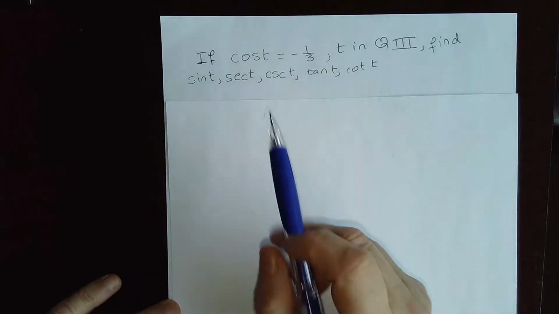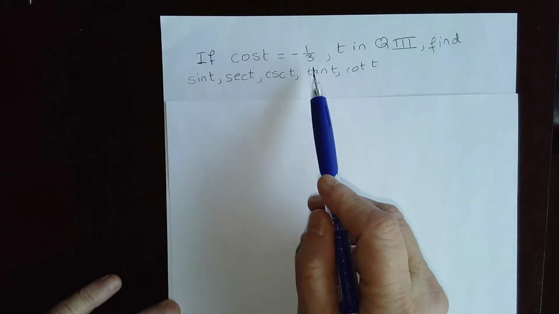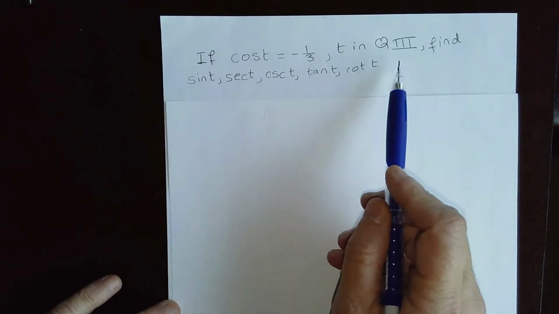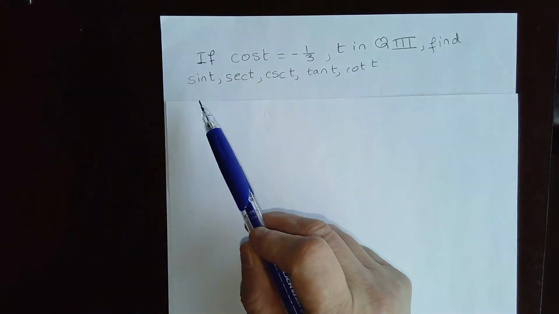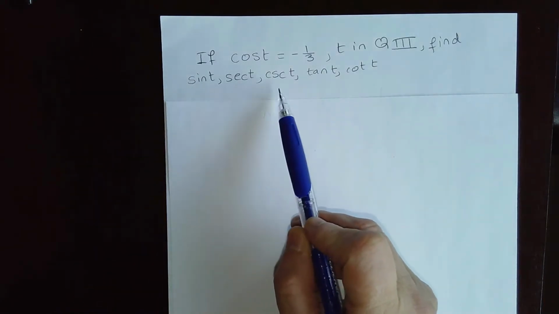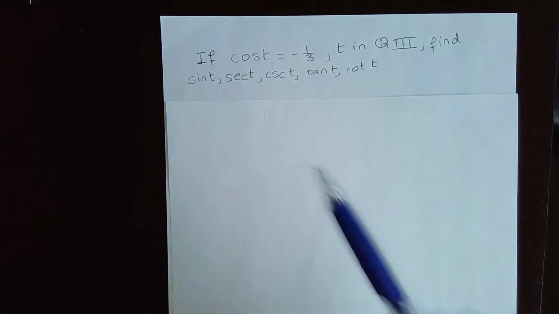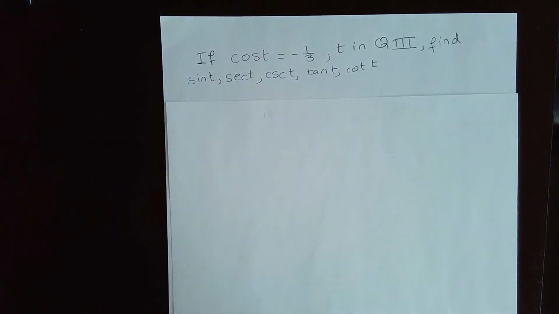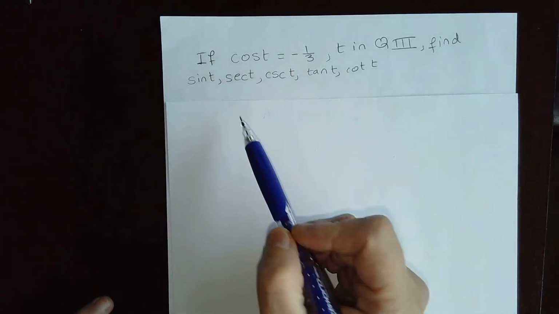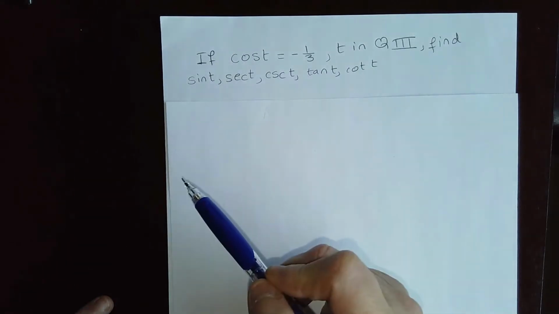We have cosine t is equal to negative 1/3 and t is in the third quadrant. They want us to find sine t, secant t, cosecant t, tan t, cotan t. So all the other trig functions. Let's see, what do we have? We have cosine t. What is the easiest one we can choose first?